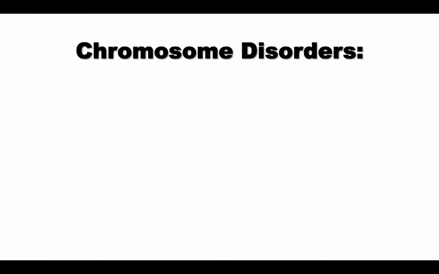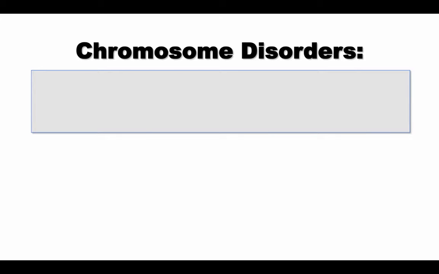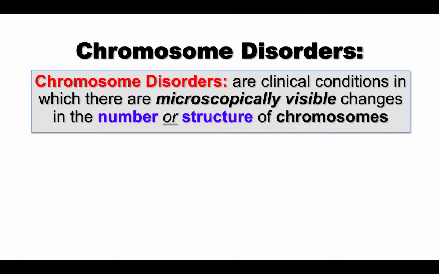So here we go. Chromosome disorders are clinical conditions in which there are microscopically visible changes in the number or structure of chromosomes. If you have abnormalities in the number, we call those numerical abnormalities. And if you have abnormalities in the structure of chromosomes, we call those structural abnormalities.